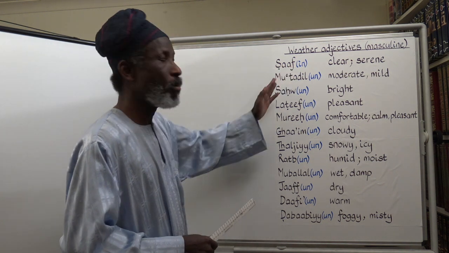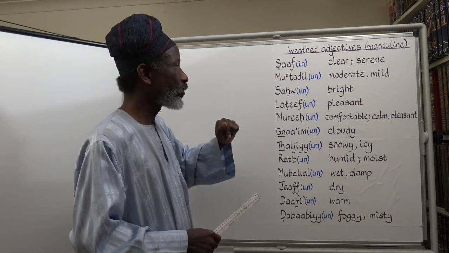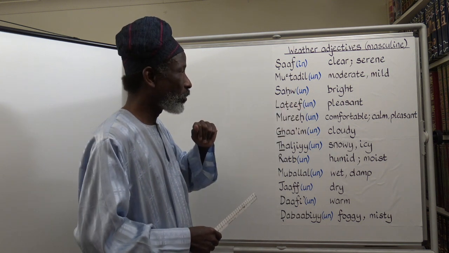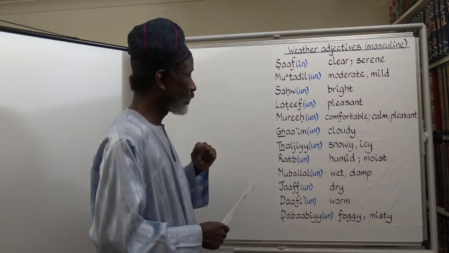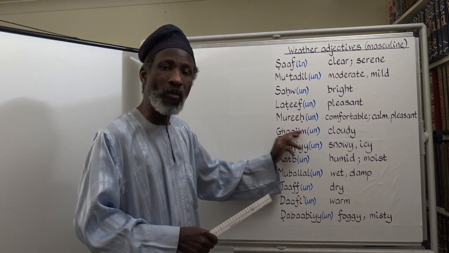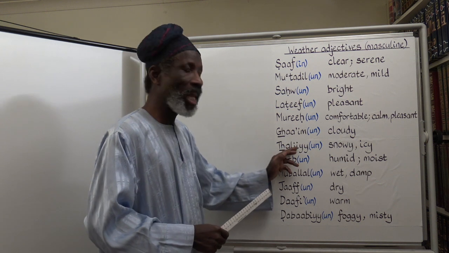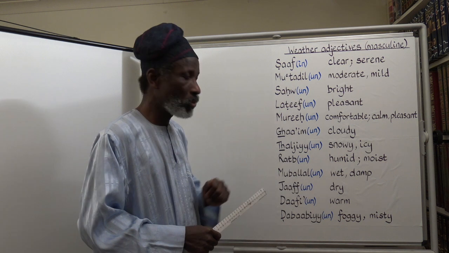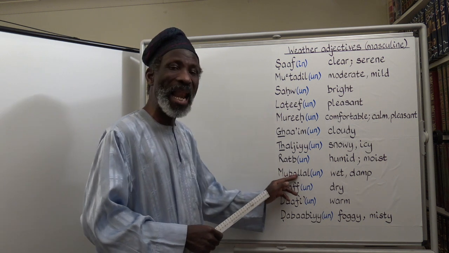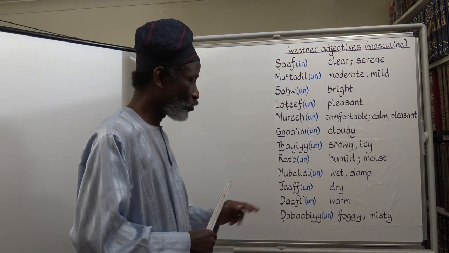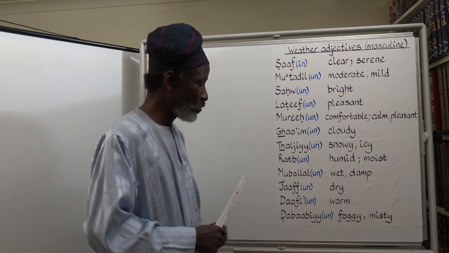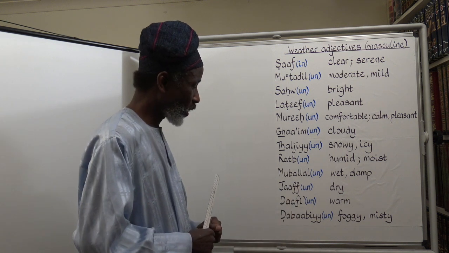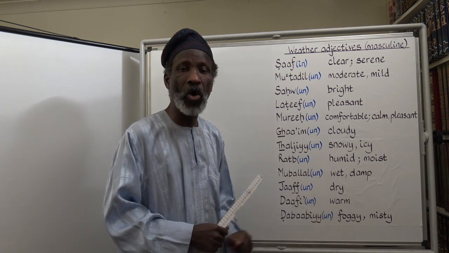صاف, معتدل, صحو, لطيف, مريح, غائم, ثلجي, رطب, مبلل, جاف, دافئ, ضبابي.